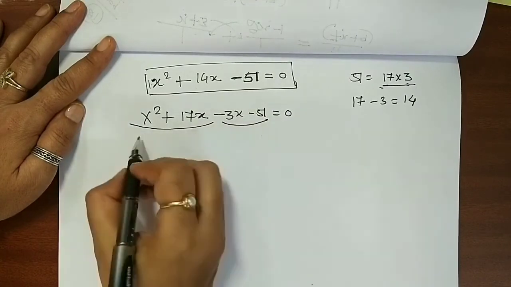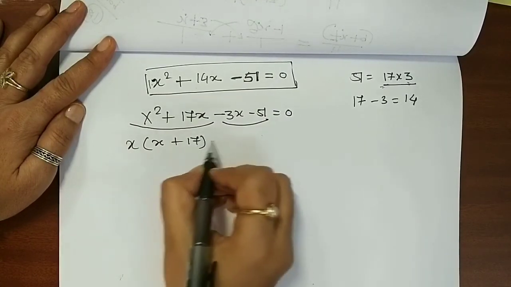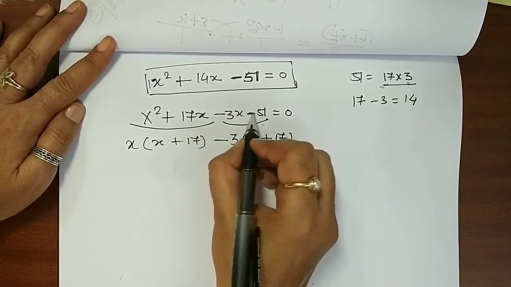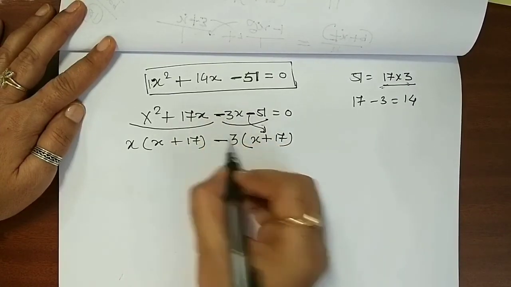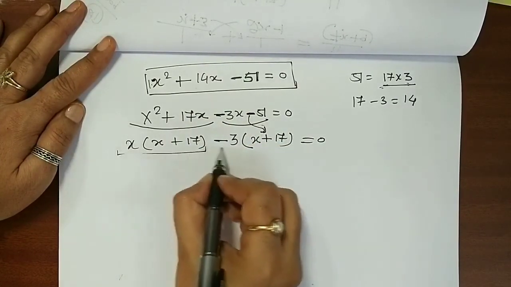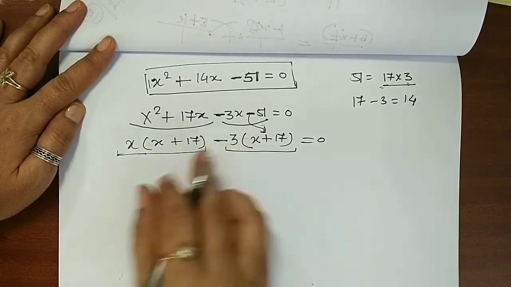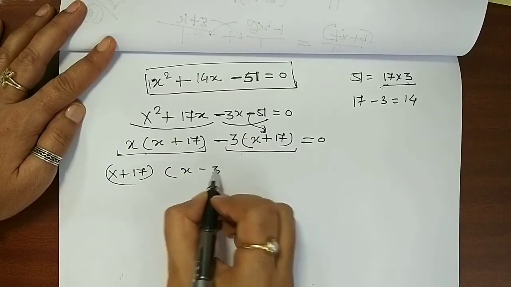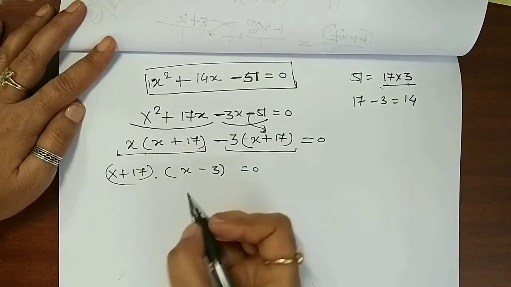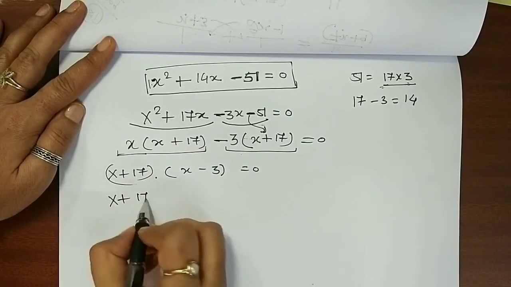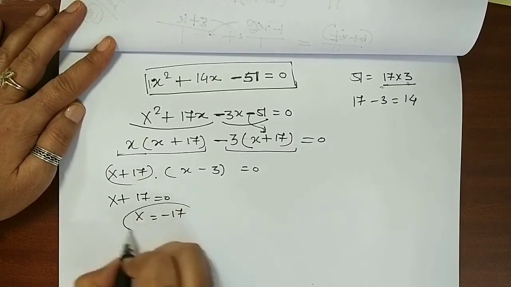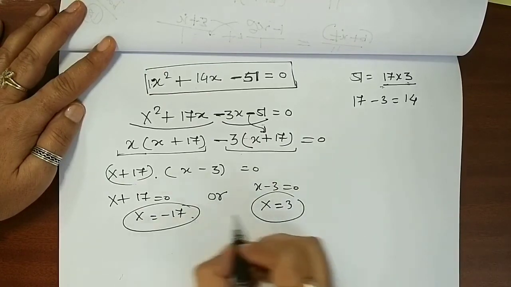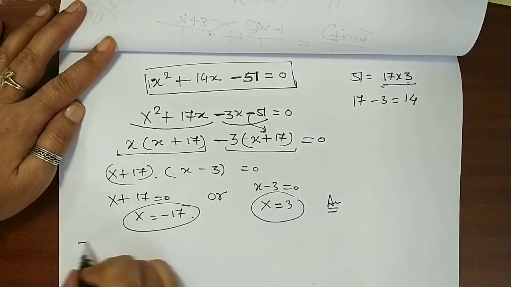Out of these two, I think x is common. And out of these two, I can take 3 common. So x plus 17. Don't forget this minus will become plus because I am taking minus, is equal to 0. Now I have these two terms, this and this. What is common? Clearly these two are, this is common. So x plus 17 common. What is left is x minus 3. I am almost in the end of my answer. So x plus 17 is 0. So x is equal to minus 17 is one solution, or x minus 3 is 0. So x is equal to 3 is one possible solution. So these are my answers. I hope you got it.